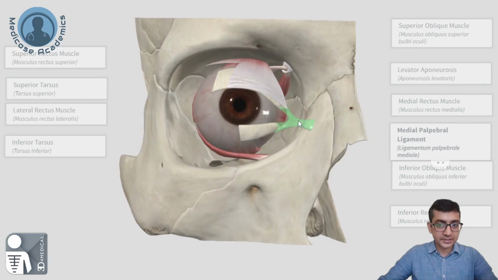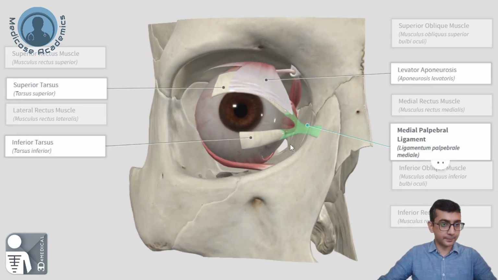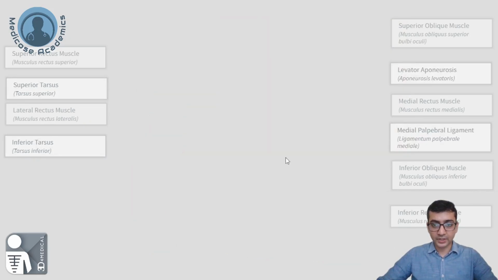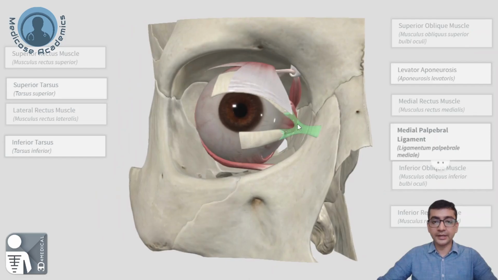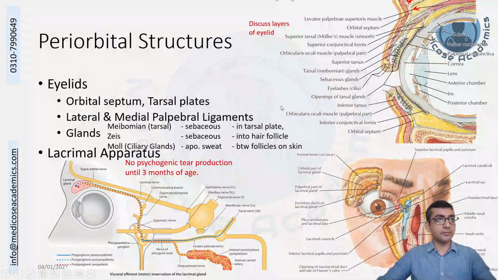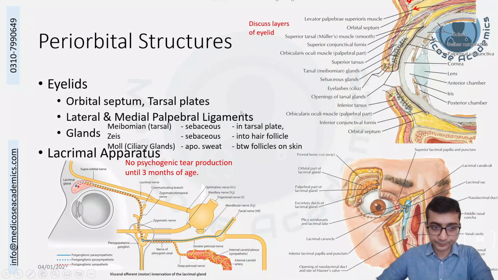So this is basically the medial palpebral ligament. The medial palpebral ligament gives insertion and origin to the orbicularis oculi, the palpebral part, and it is giving insertion to the part of the levator palpebrae superioris also. So they are making the medial and lateral aspect of the eye, and these are the palpebral ligaments.